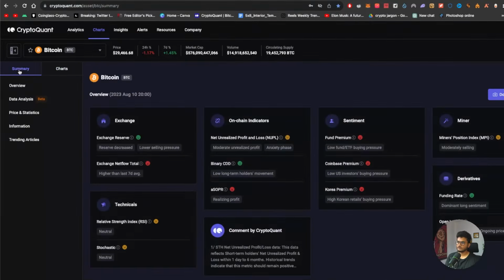So let's click on summary. If you are not into chart reading and you don't want to derive some complicated results, you can just take an overlook in the summary view. And in here, you can see that there is exchange data, on-chain data, sentiment data, miner data, derivatives, and technical data. So it tells you different things, but if you don't know what these metrics mean, just look at red and green and yellow, and this tells you the overall effect on the market.